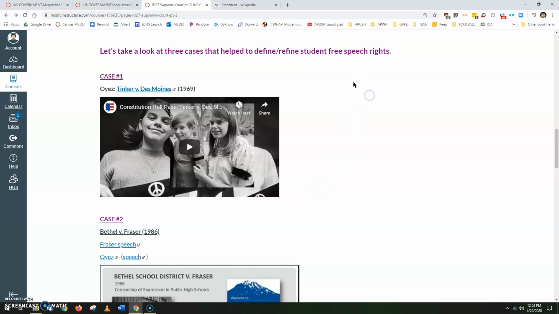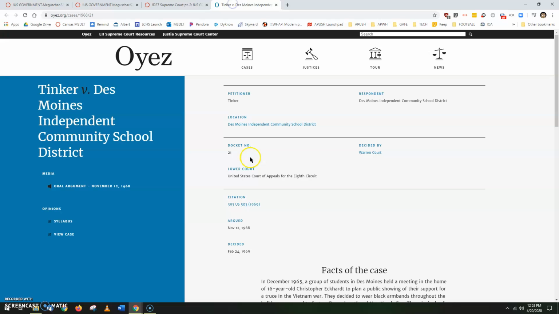But one of the things that we always want to look at is this website called Oyez. So I'm going to open this up so we can get over to Oyez. And what Oyez does, and this first one we're looking at is Tinker v. Des Moines. So we have 2 parties: the Tinker party and the Des Moines Independent Community School District. We can see over here, for example, the date.